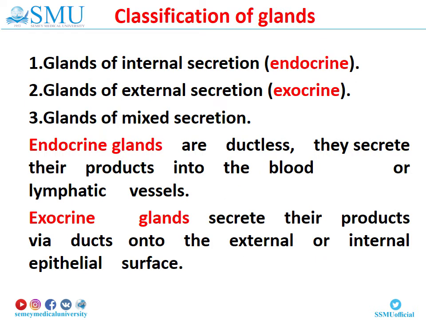Classification of glands. Glands are classified into 3 types: glands of internal secretion, endocrine, glands of external secretion, exocrine, and glands of mixed secretion. Endocrine glands are ductless. They secrete their products into the blood or lymphatic vessels. Exocrine glands secrete their products via ducts onto the external or internal epithelial surface.